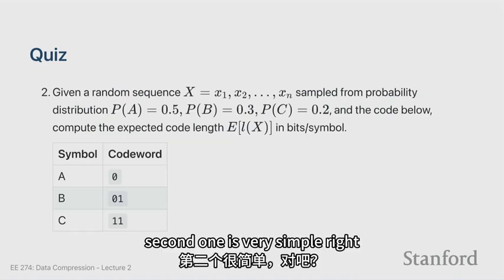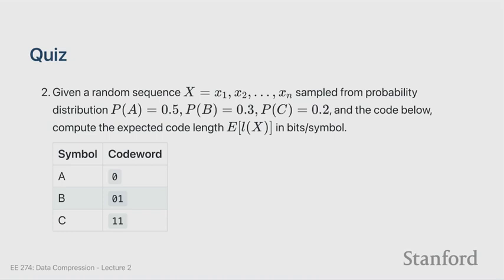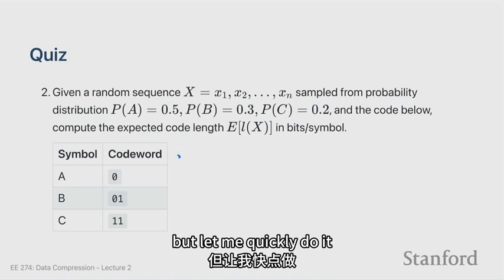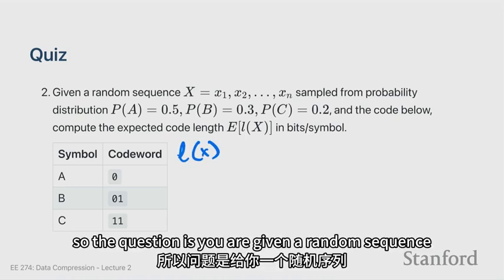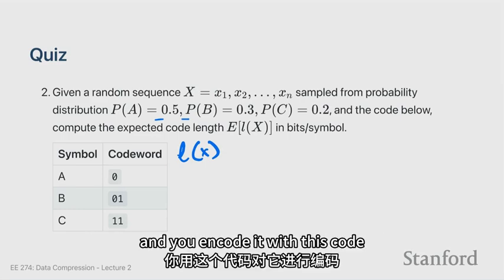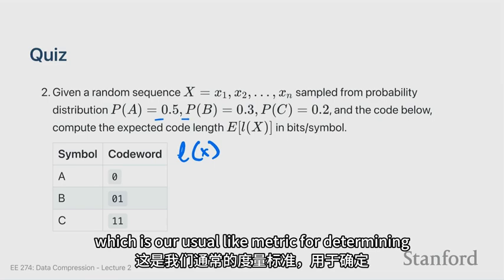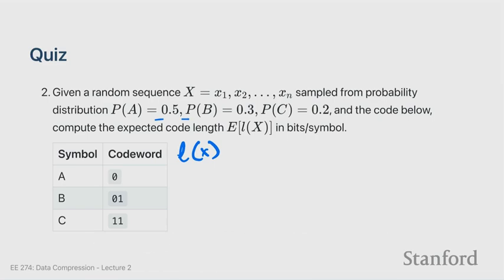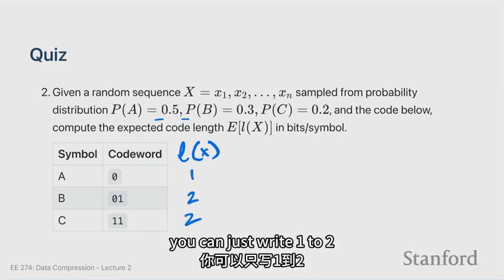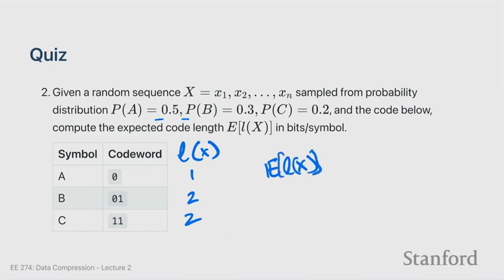Second one is very simple, right? This is the sort of quiz question where you listen in class and you solve it in a second, basically. So, yeah, I think everybody has got this right, but let me quickly do it. The question is, you are given a random sequence which is sampled from some probability distribution, and you encode it with this code. You want to compute the expected code length, which is our usual metric for determining the goodness of a code. So the length of each code word, you can just write 1, 2, 2, and then you can calculate the expectation. This is just making sure you remember your probability.